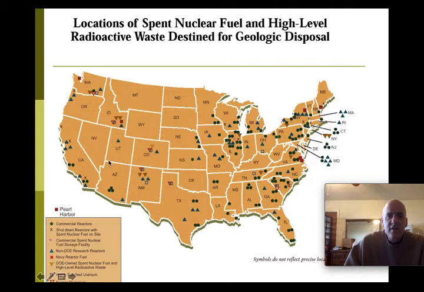And here you can see where this is stored. And we actually have quite a bit of it in New Mexico. Some of this is from nuclear weapons development around Los Alamos and places like that. The triangles here are Department of Energy owned spent nuclear fuel and high-level radioactive waste. The blue is non-Department of Energy, so that's probably going to be weapons types. And as you can see, we have quite a bit of it in New Mexico.